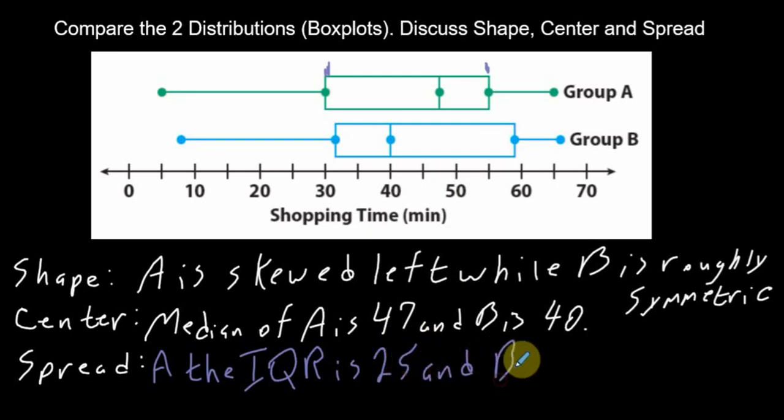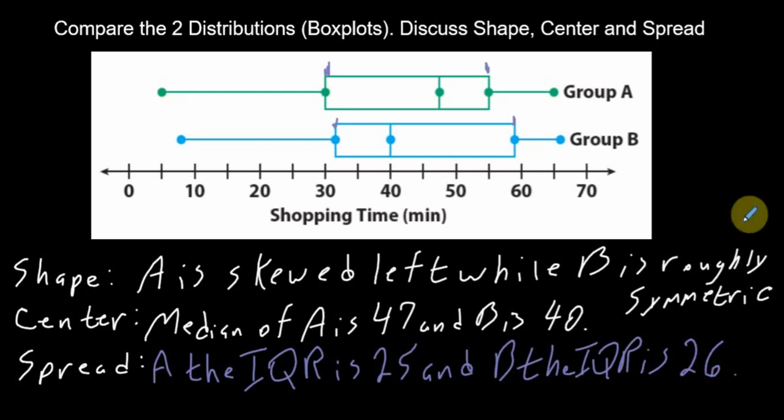And for group B, the IQR is, let's take a look at it. This one goes from about, let's call that 32, let's call that 58. So 32 to 58 is 26. So their spread is very similar. We could mention range, but again, range can be affected by those one or two outliers. So we're going to just stick with IQR.